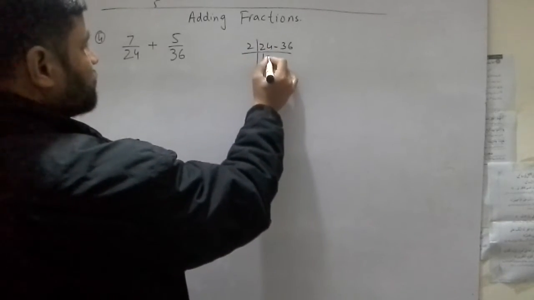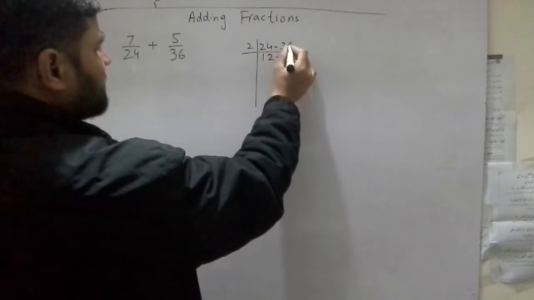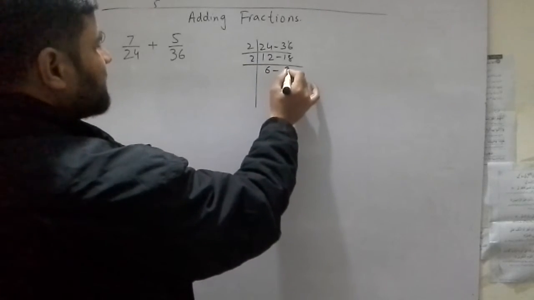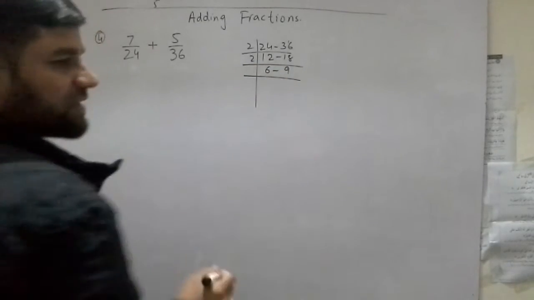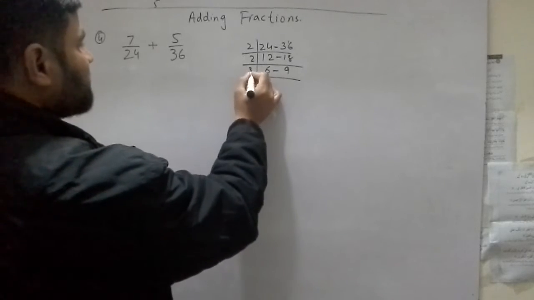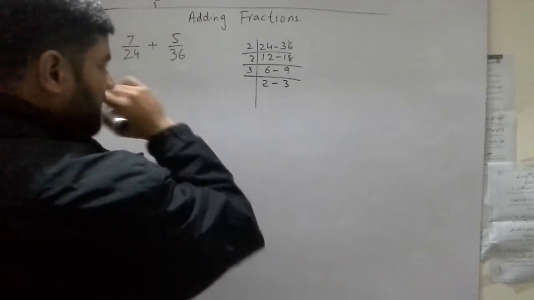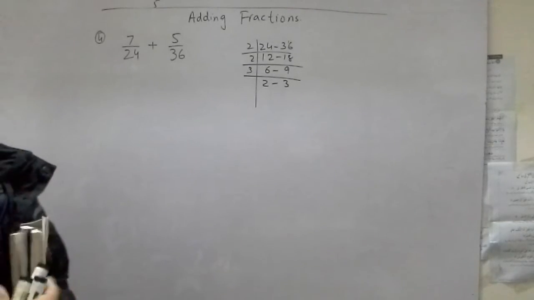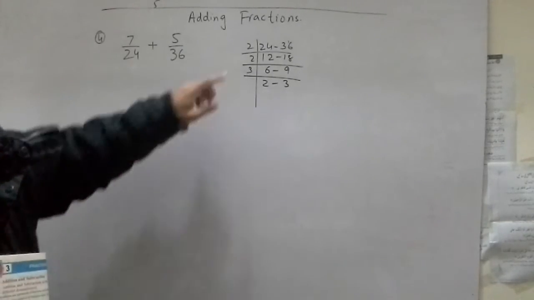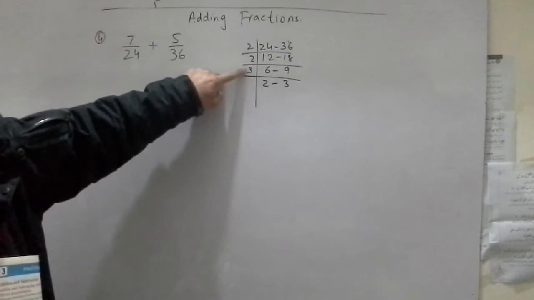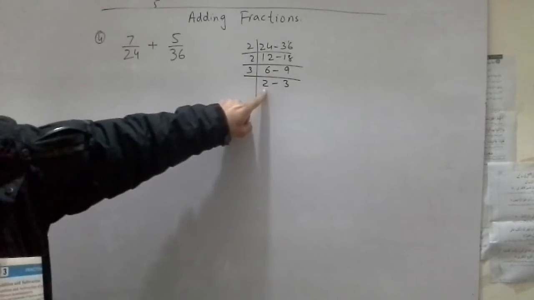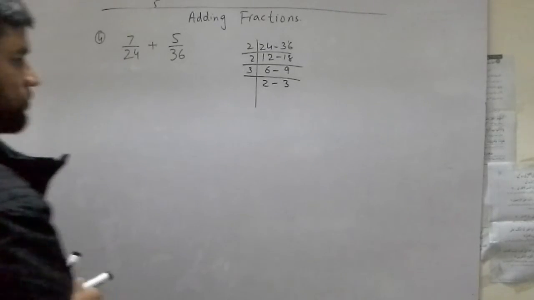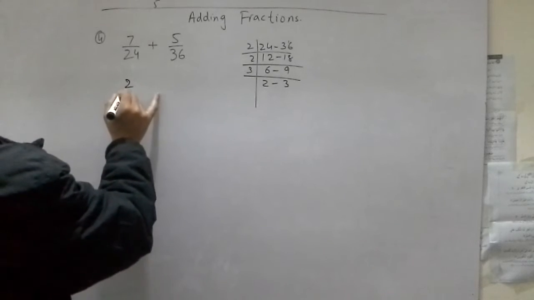So 2 times 12 is 24, and 2 times 18 is 36. Now this 12 and 18 will be divided by 6, or rather, 6 and 9 will be divided by 3. So 3 times 2 is 6, 3 times 3 is 9. And these 2 and 3 cannot be further divided by the same number other than 1. So now we can multiply. 2 times 2 is 4, 4 times 3 is 12, and 12 times 2 is 24, and 24 times 3 is 72. So our lowest common multiple is 72.